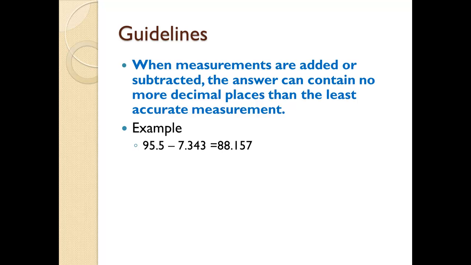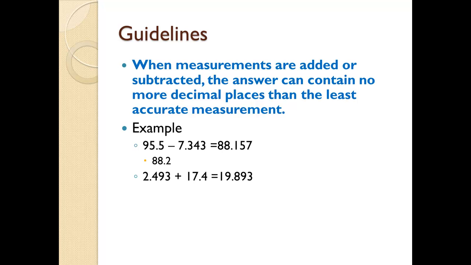So if I were to do this problem, my calculator is going to display 88.157. But my knowledge of significant figures and using the guideline tells me that I cannot be more accurate than my least accurate measurement. So in this case, I present it as 88.2. The reason why the 2 is there is because I look at the 5, it's 5 or greater, so I need to increase that number, 88.1, add 1 to that 1, and that becomes 2.